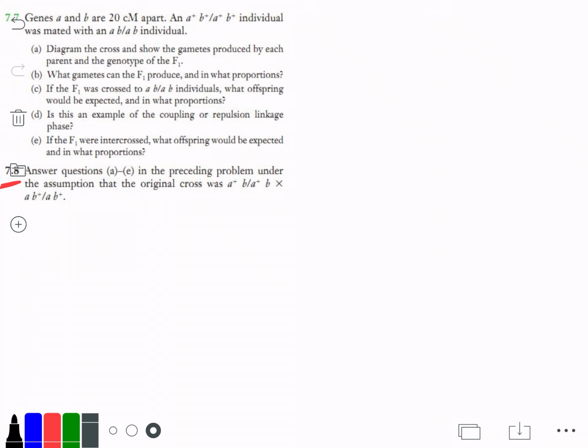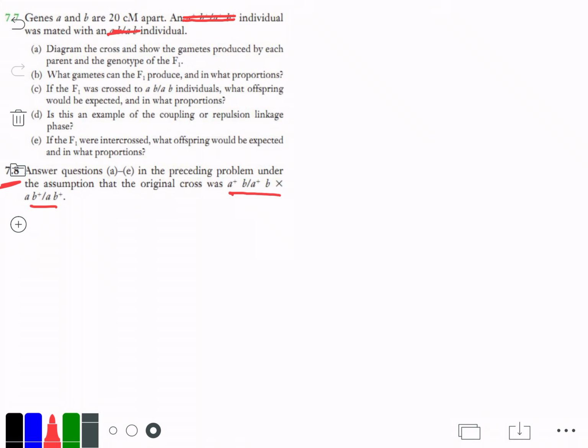So in this problem, they're telling us that genes A and B are 20 centimorgans apart, and that we have a particular genotype. Now, remember that we're not doing this one. We're doing what they say down here in problem 7.8. So first they say diagram the cross.